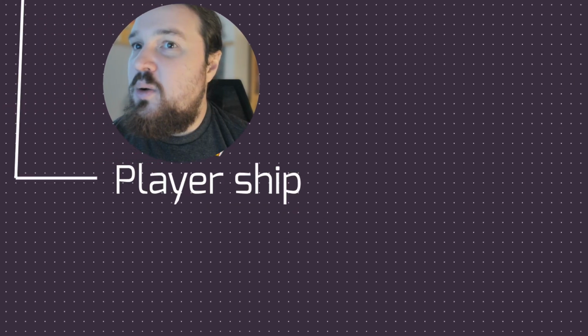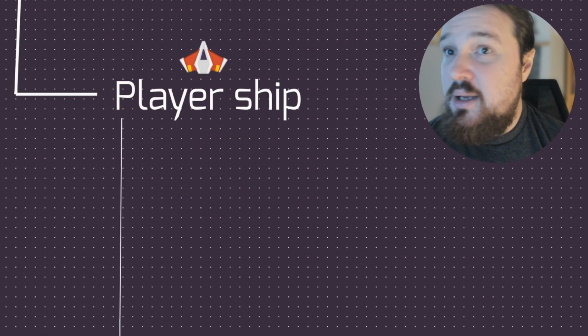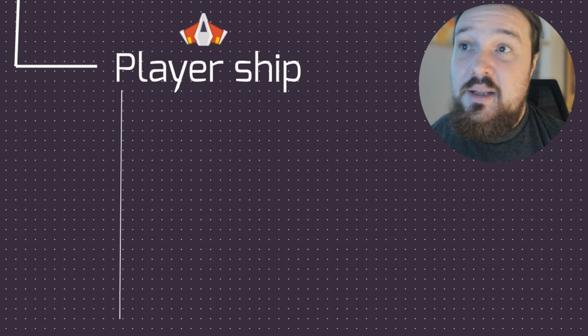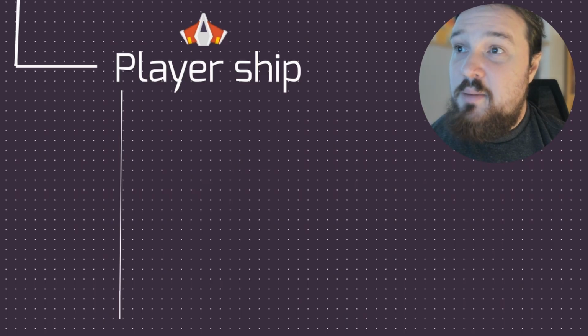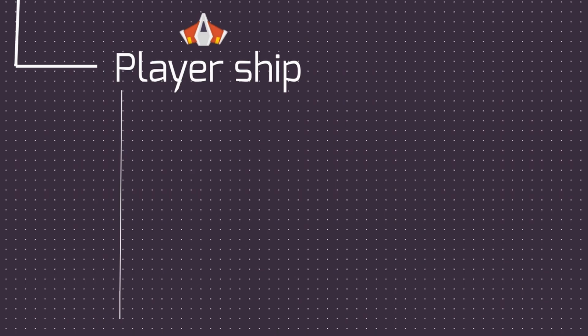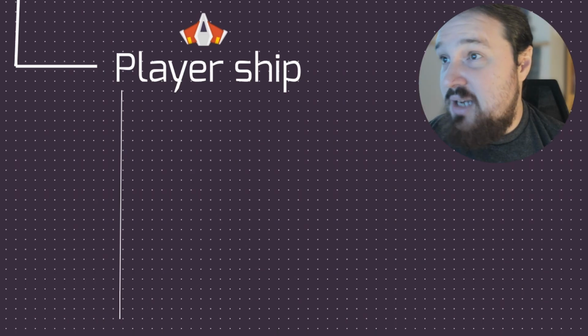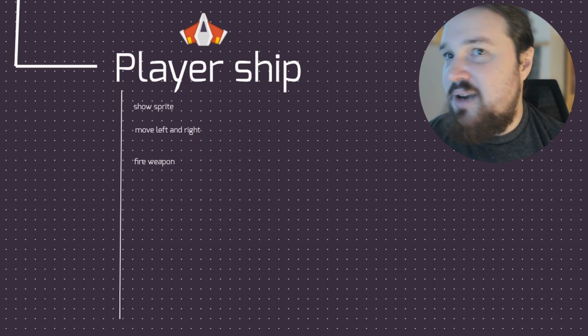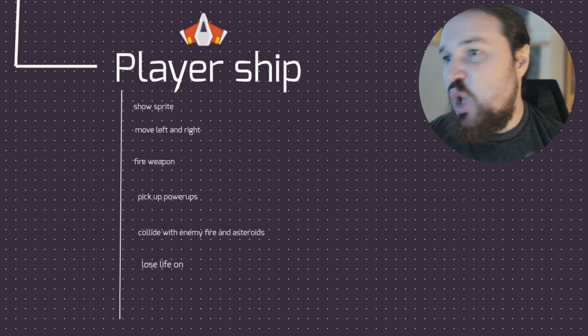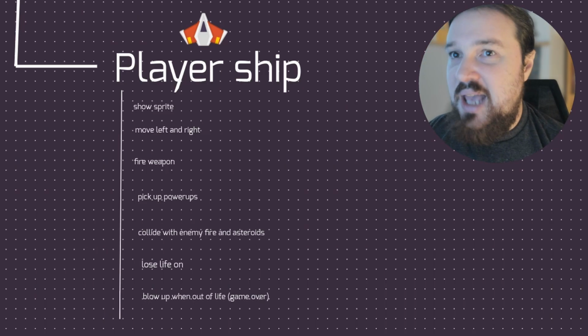So I'm really only going to go deep into the player ship in this video, but I encourage you to try to figure out what the other ones could have in them. So for the player ship, we can start listing out the things we need to make that work. We need to show a sprite. We need to move it left to right. We need to have it fire a weapon. We need to have it pick up power-ups. We need to have it collide with enemy fire and asteroids. We need to have it lose life on hit. And we need to have it blow up when you're out of life and do a game over, I guess.